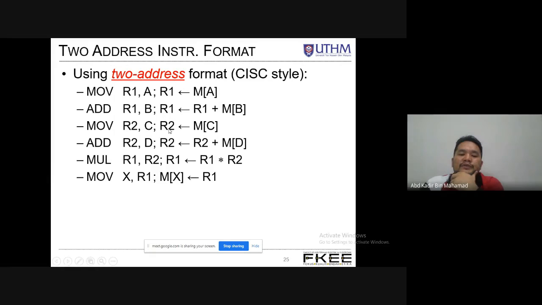The other one involves R2. So move C to R2, then add D to R2. So R1 and R2 now have new values. So you do the multiplication R1, R2. Then the last resultant is stored at R1, so you move R1 to X. So it involves six instructions: move, add, multiply, and move for store operations.